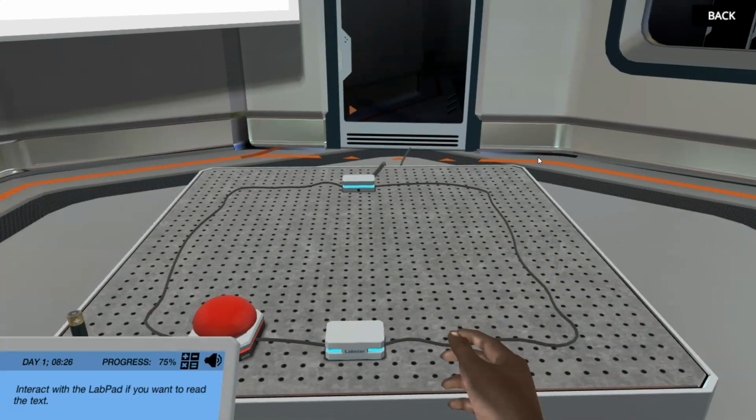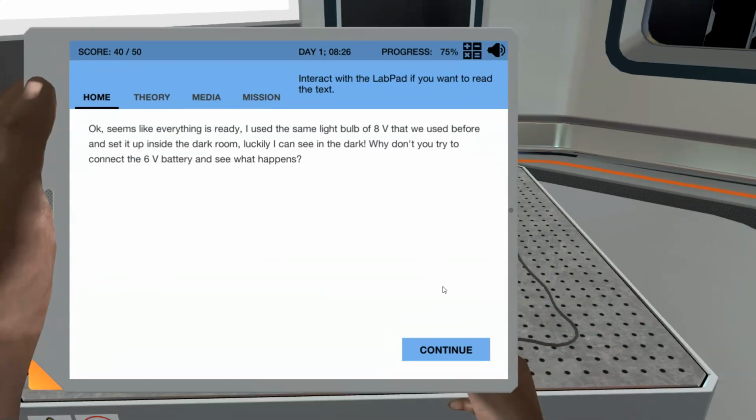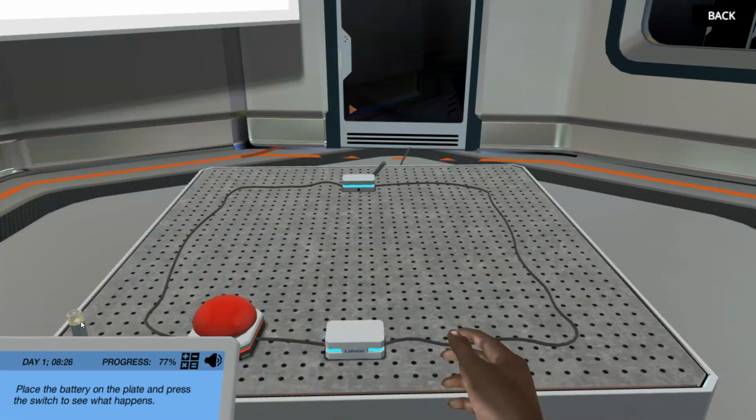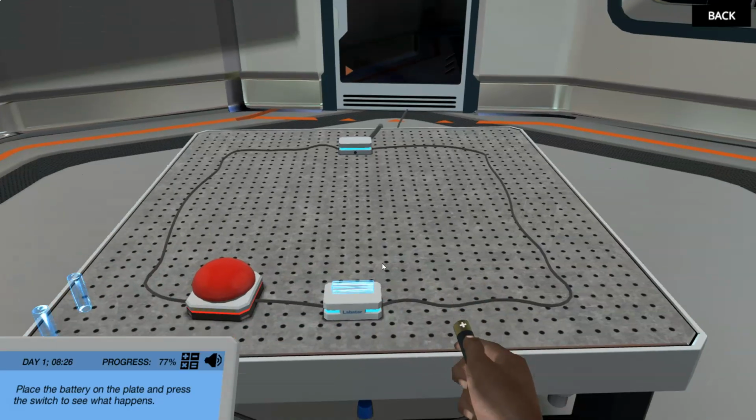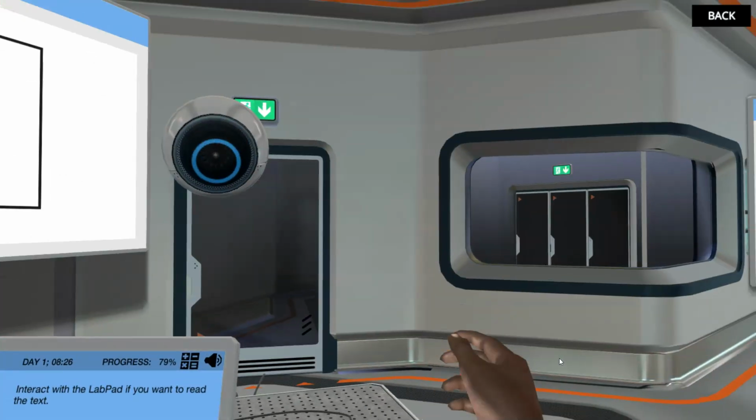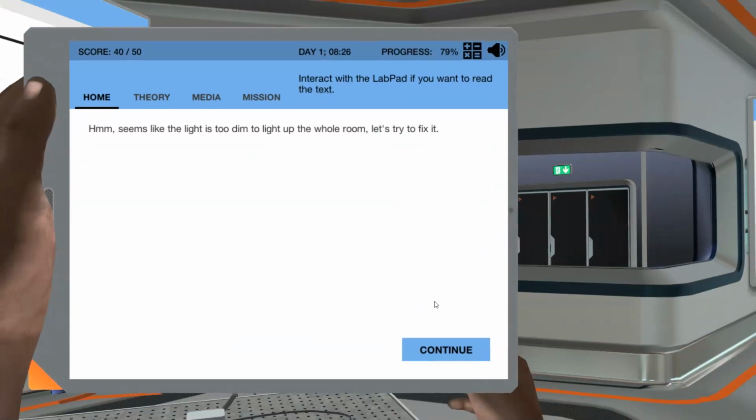Why don't you try to connect the 6 volts battery and see what happens? Place the battery on the plate and press the switch to see what happens. Seems like the light is too dim to light up the whole room. Let's try to fix it.